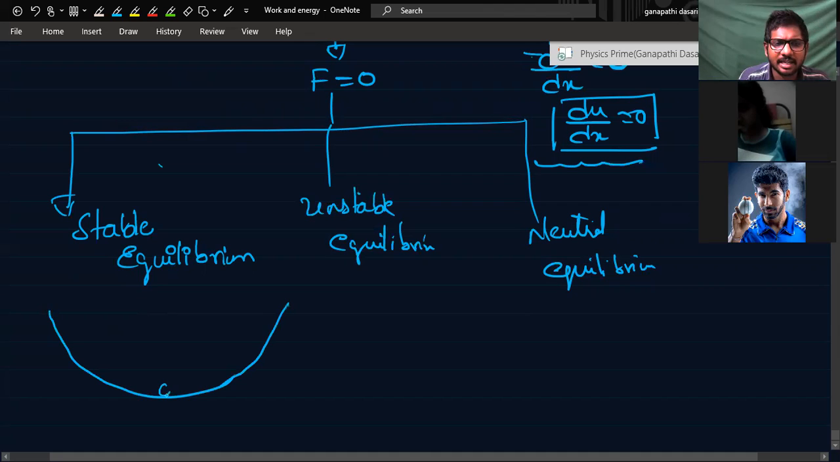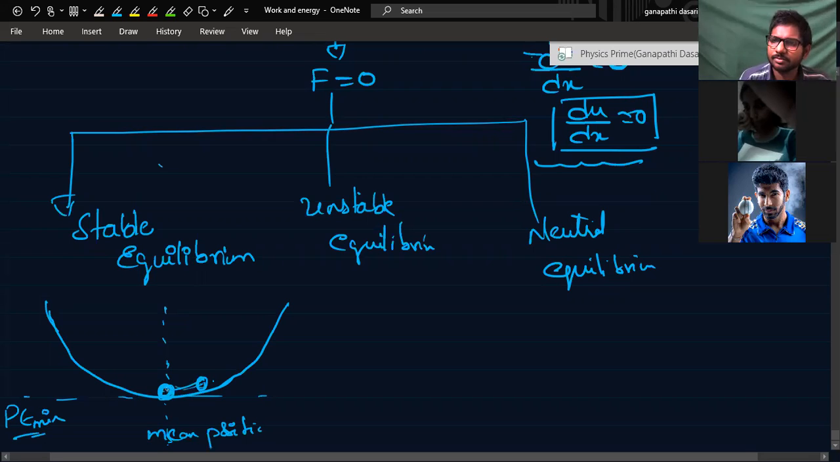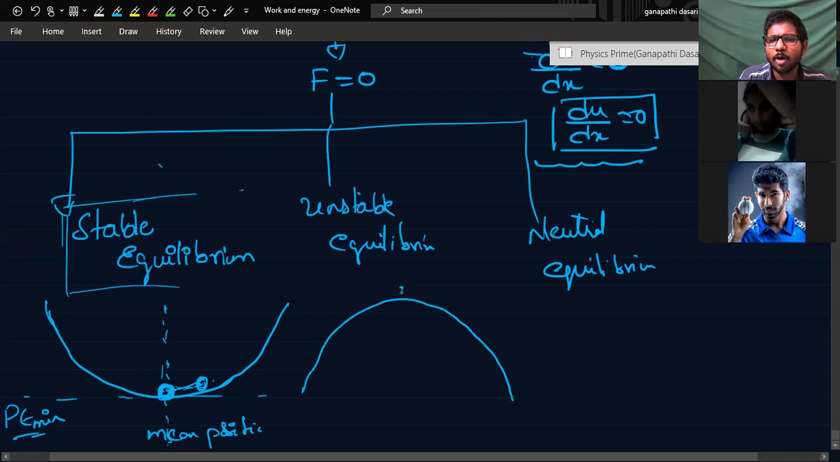The difference is in stable equilibrium. Suppose the particle is like this here. Here it has minimum potential energy. This is the mean position. If we displace it a bit, by some small angle, and then leave it, it will again try to come back to its original mean position or not? That is why it is called stable equilibrium.